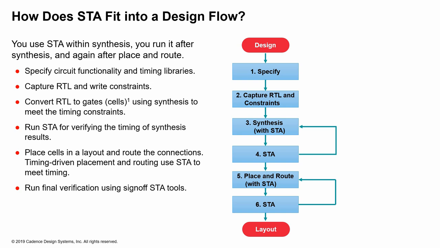And in place and route, we again use static timing analysis to place the cells and route the design in such a way that it meets the timing requirements. And the STA is used for this purpose to meet timing. And then finally, we run the final verification using sign-off tools to verify that your design meets your timing requirements. And then once we're satisfied, we push the design to layout.